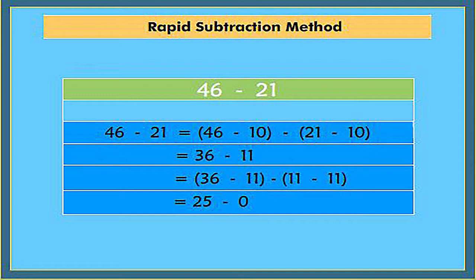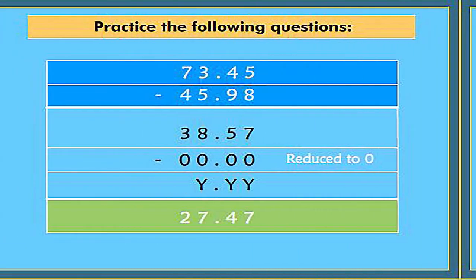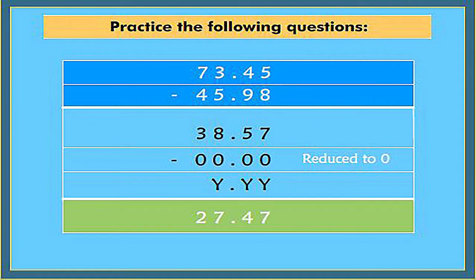This is the concept. We reduce the number in subtraction to 0. Actually, we use addition in order to reduce the number we need to subtract into 0. How? Look at the screen. The first example shown on this screen is 73.45 minus 45.98. Here's a good mental exercise. The goal is to make the number you are subtracting 0, except for the higher digit.